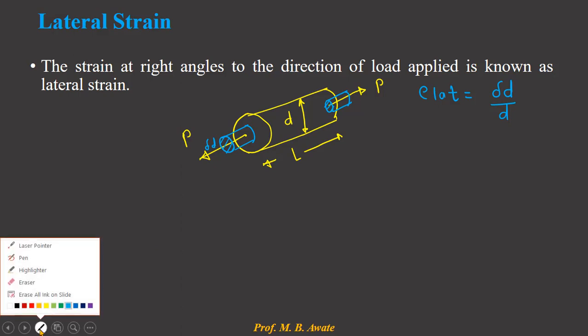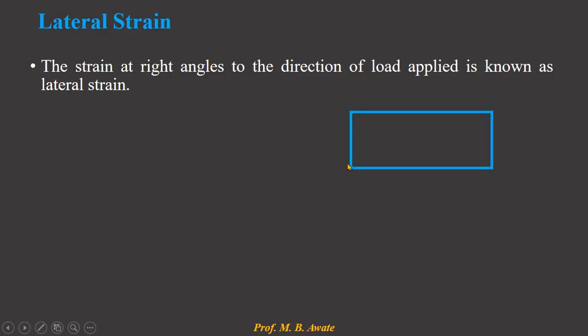Now what will happen if there is a rectangular block? We will see now. So now I will be considering a rectangular block, and this rectangular block has its initial length L. And this is its side view, where B is the breadth of this block and D is the depth of this rectangular block, and these are the dimensions before application of a load.